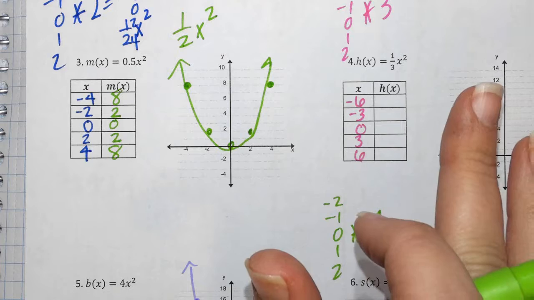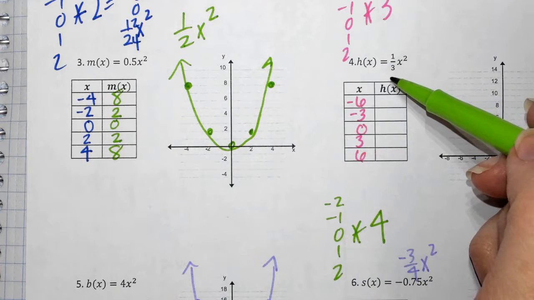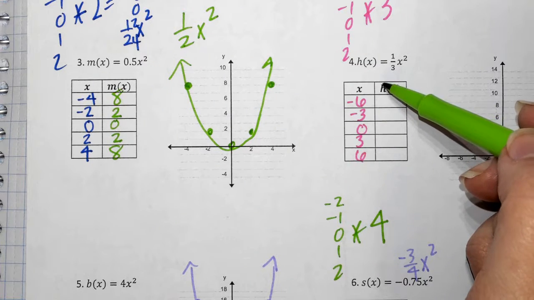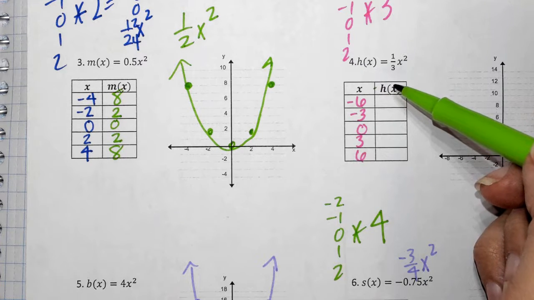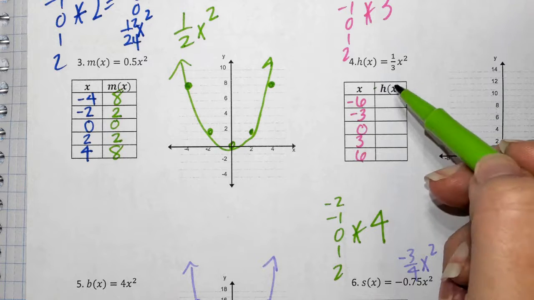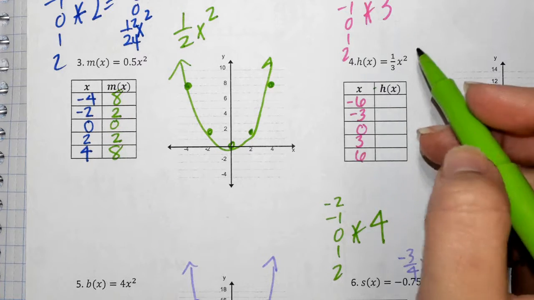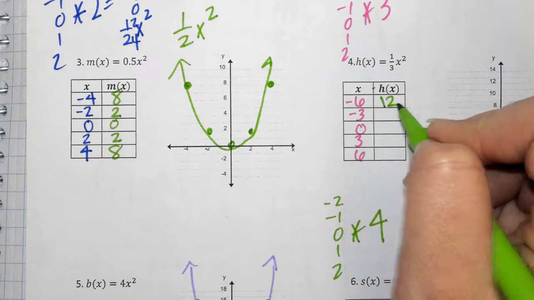Let's walk through the steps. So you do negative 6 squared and you get? Negative 6 times negative 6 is... It's 36. 36. I know. Okay, now 36 divided by 3. It's 12. Yep.